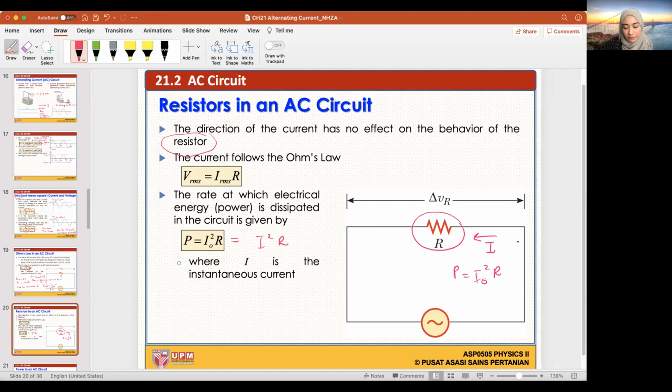Okay, kita bear with me first on this one. Nanti kita akan go back to this one.